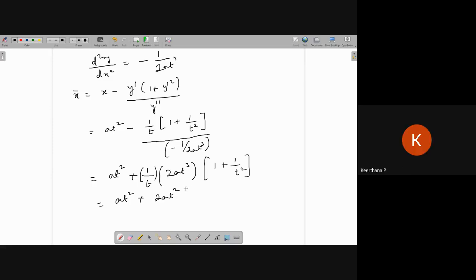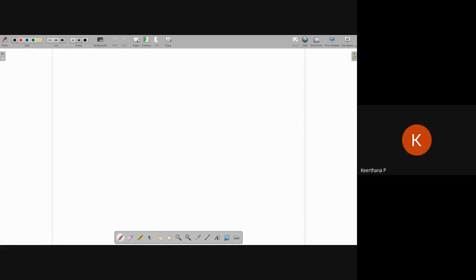280 square is okay. 80 square plus 280 square plus 28. Okay, now 80 square multiplied plus 280 square plus t square, plus gets cancelled, 2. So now what is x bar? Finally we'll get 3a t square plus 2a. So x bar equals 3a t square plus 2a. Okay, thank you.